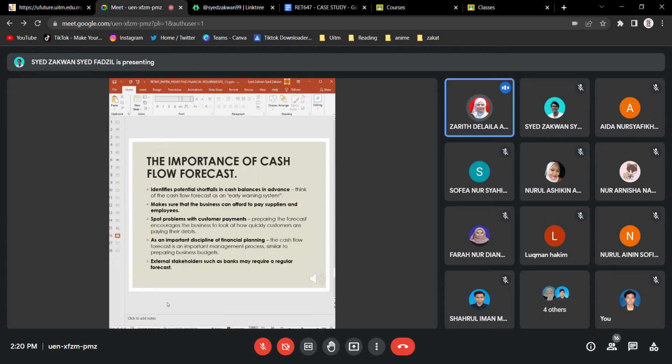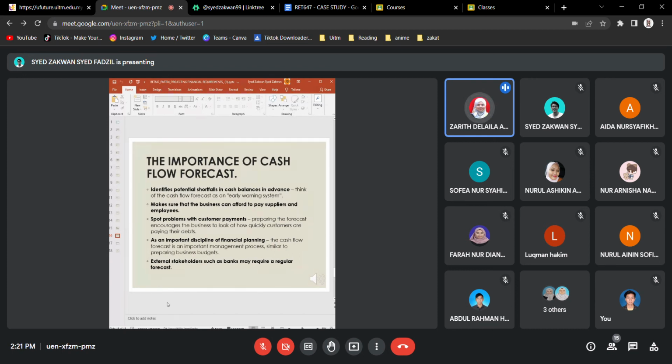Next, kita akan tengok the importance of this cash flow forecast. Okay, the first one, the importance of this cash flow forecast adalah macam saya cerita tadi, kita nak identify, we want to predict if let's say that shortfall of the cash could happen in the company or not. Where kita boleh tengok in advance, whether kita punya cash balance ni okay ataupun tidak.